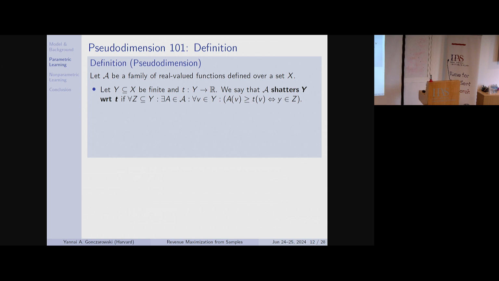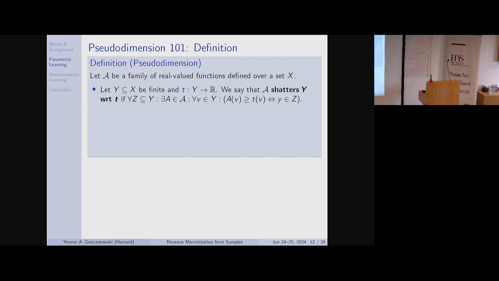And we're going to say that, what is the threshold? I'll tell you in a second. We say that the family of real valued functions A shatters the set Y of samples with respect to the thresholds T if for every subset Z of Y. Let me get another one. Does this work?